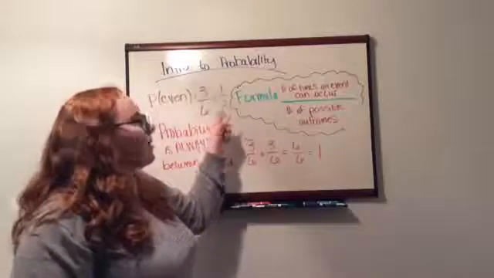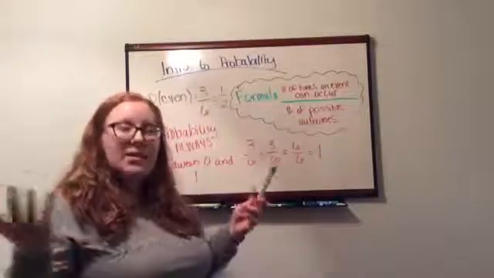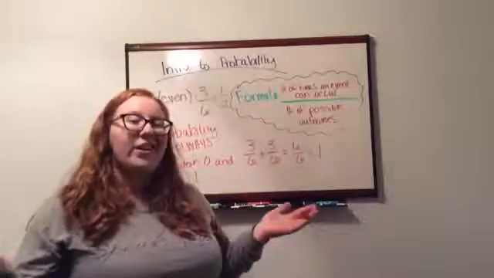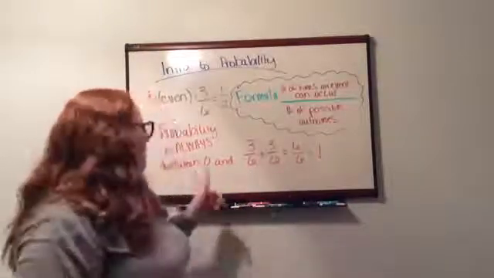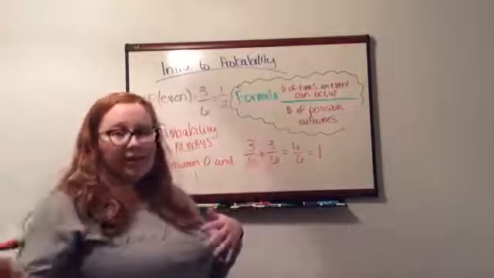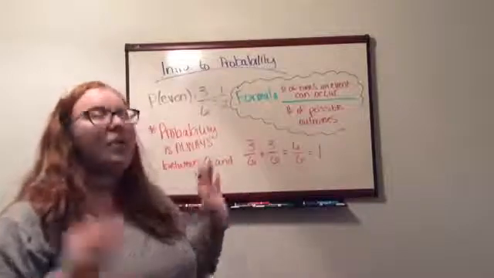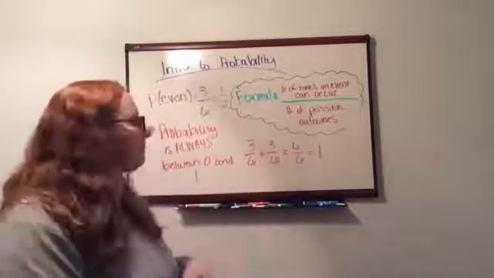And then if we have something in the middle, like 1/2 or 3/6, that means that there's a chance that it could and a chance that it couldn't. It's equally likely. But we're never going to have a number below 0 or a number above 1. It's never going to happen. That's just the rules of probability. It'll always be between 0 and 1.